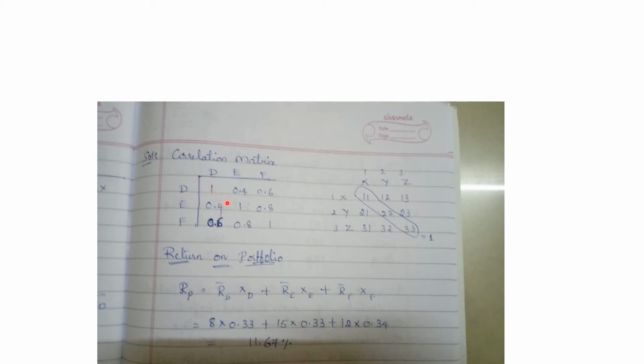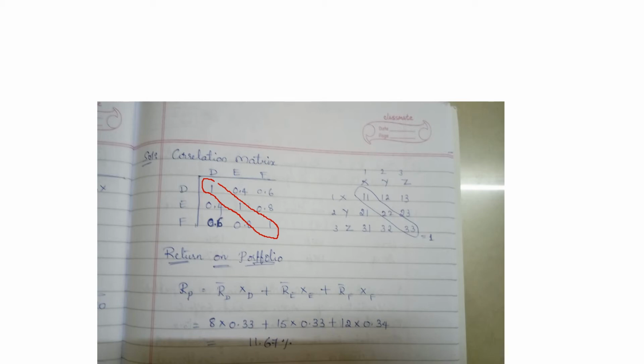So here the diagonally if you see, then this part will be equal to 1. So this portion is equal to 1. Remaining values are given. Based on the values given, just put it. DE first security, D second security is 0.4, then DF is 0.6. Same, you have to take 0.4, it is 0.8 here. So that values you have to put for third security also.